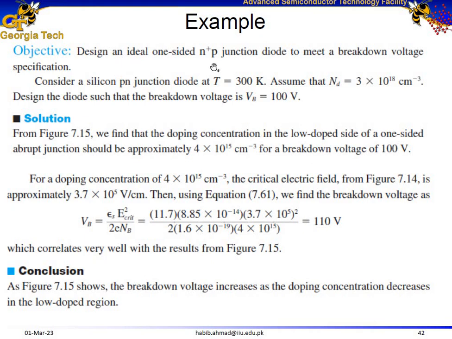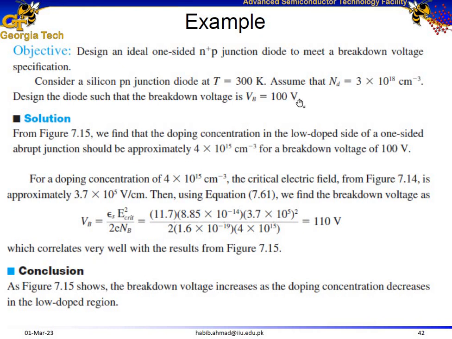Design an ideal one-sided N plus P junction. In this case, the P-type material is the lightly doped material. To meet a breakdown voltage specification, consider silicon at room temperature. The donor doping is given. Design the diode such that the breakdown voltage is 100 volts.